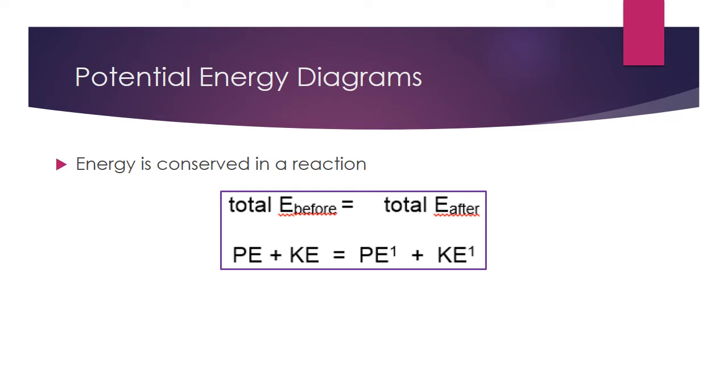So in any chemical reaction, your energy is conserved. What might actually happen is that your potential energy will change, therefore your kinetic energy will change, but the total sum must be the same before and after your reaction. So if potential energy goes up, kinetic energy will go down. If potential energy goes down, your kinetic energy will go up.